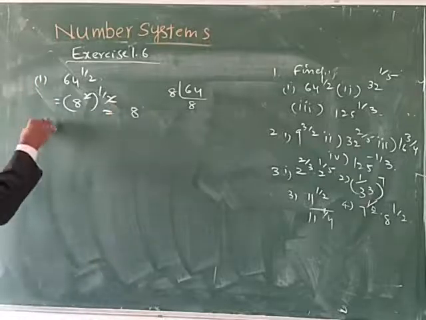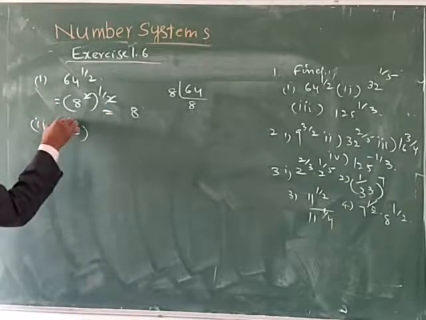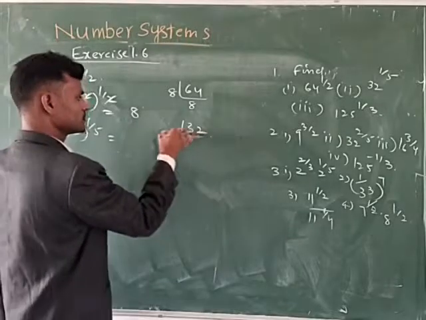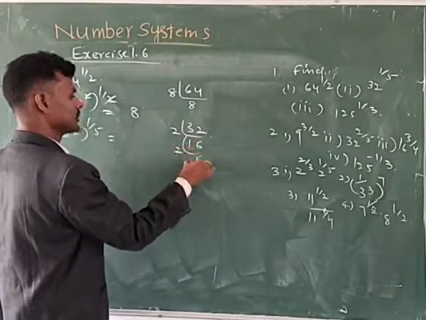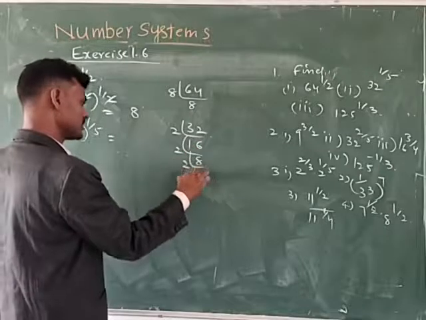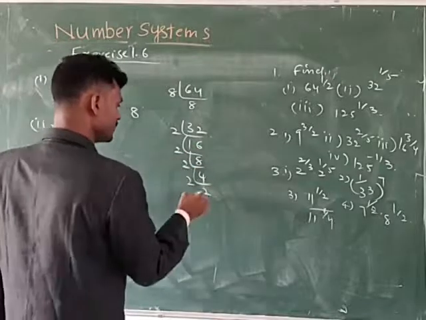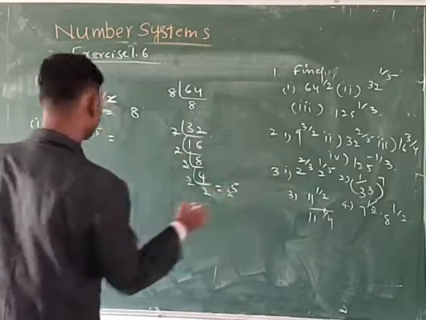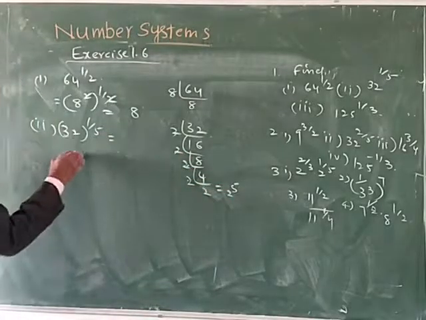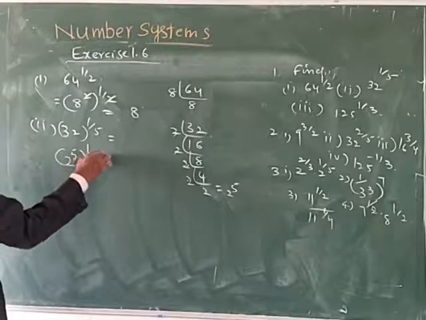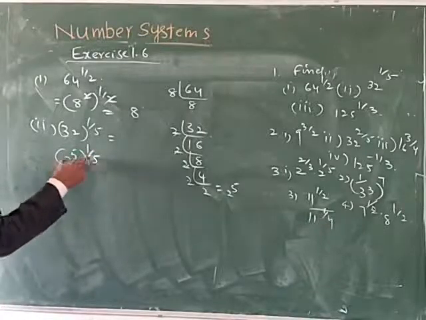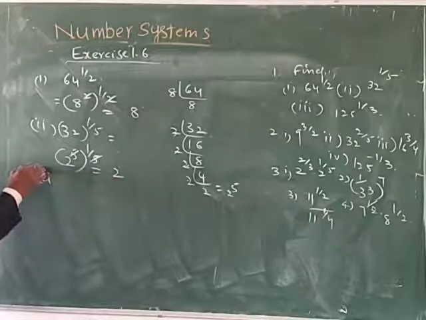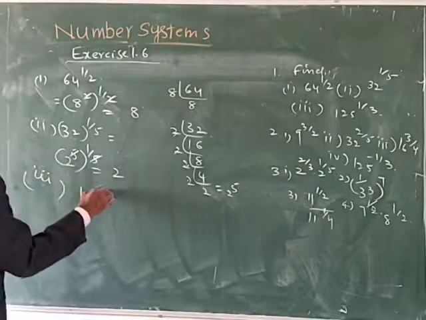Next, the second one is 32 power 1 by 5. Here 32 is factored: 2 ones are 2, 2 twos are 4, 2 fours are 8, 2 eights are 16, 2 sixteens are 32. Here 2 appears how many times? 1 2 3 4 5. So this is written as 2 to the power of 5. Then instead of 32 you write 2 to the power of 5 whole power 1 by 5. Here a power m whole power n is a power mn. The 5s cancel, then 2.